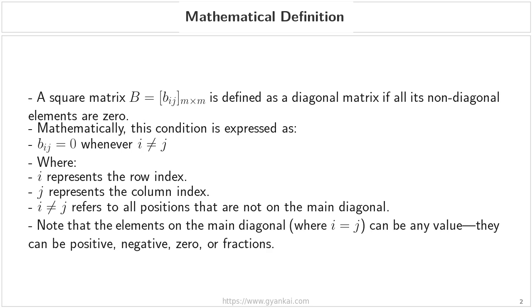It is important to note that the elements located on the main diagonal, which are the positions where i equals j, can be any value. These can be positive numbers, negative numbers, fractions, or even 0. In the next slide, we will look at a visual representation to see exactly how this definition looks in practice.